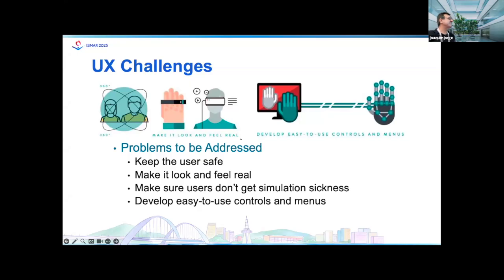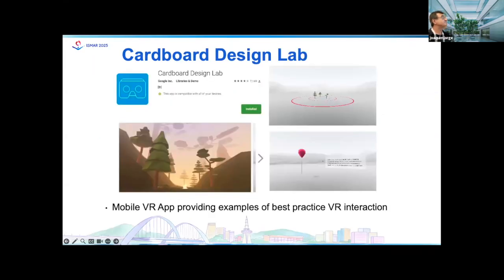So keep the user safe, make it look and feel real, make sure people do not get simulation sickness. Again, proprioception tells you one thing, and the virtual environment tells you that we are going at 100 miles per hour on a freeway, so there are people who get very sick just because of that. Develop easy-to-use controls and menus.